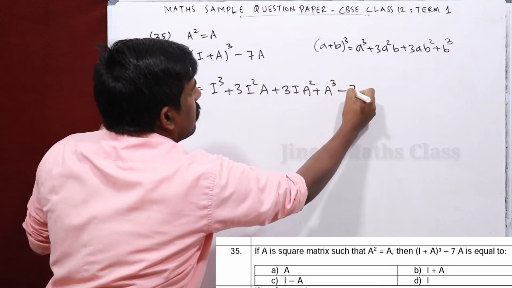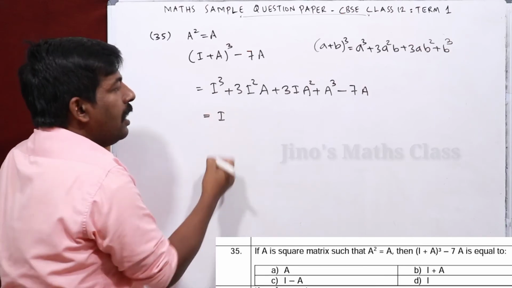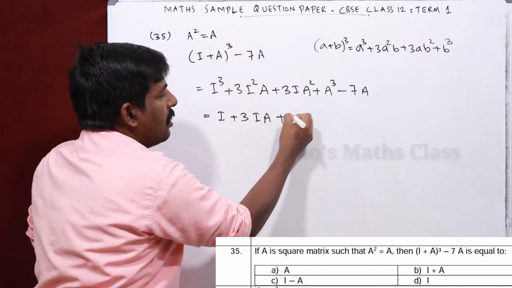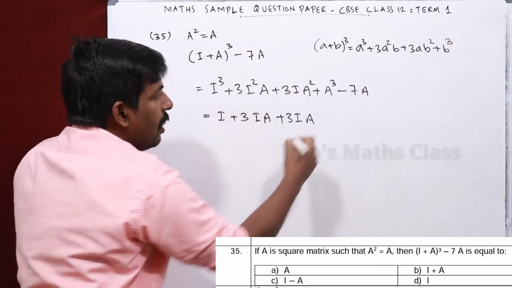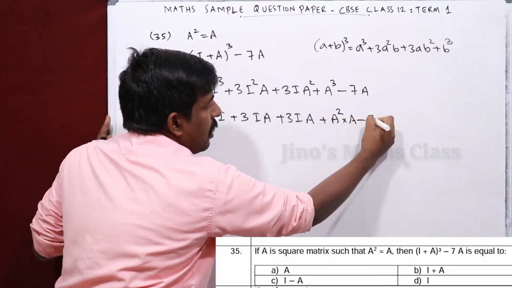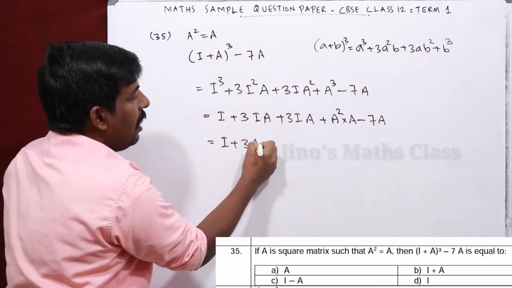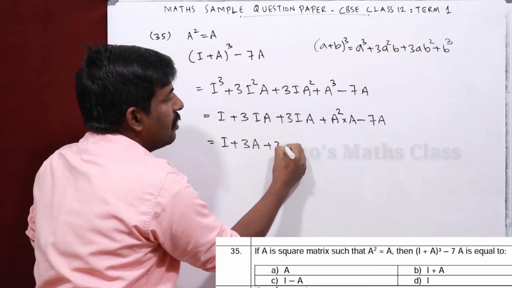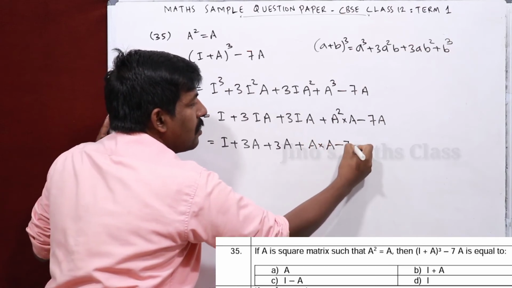cube minus 7A. That is equal to, here, what is I cube? I cube is I, plus 3I square. I square is also I, into A, plus 3I into A square, and A square is A. That is a given condition. So here we can write A plus A cube, meaning we can write A square into A, minus 7A. So that is equal to I plus, here it is 3A because I into A is A only. Then here also the same, here we are getting 3A plus, here A square is A, again into A minus 7A.